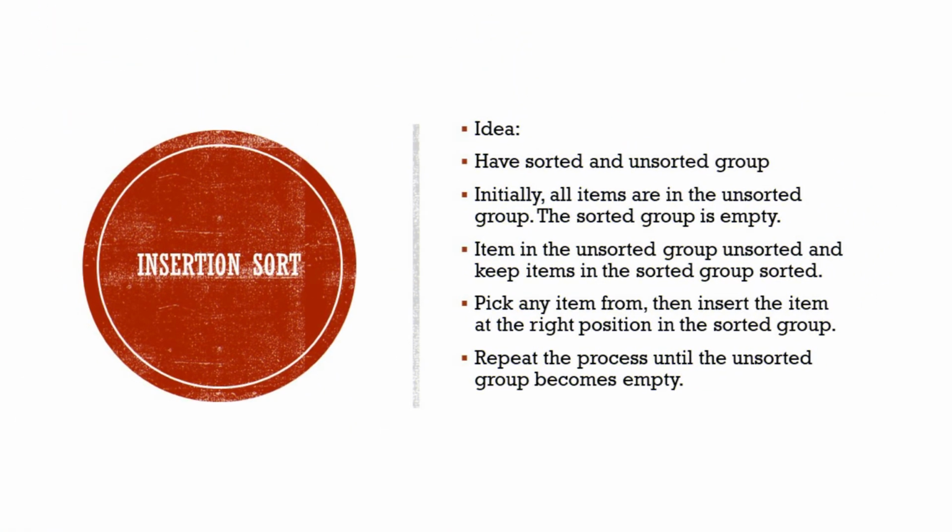Okay, we go to the next type of algorithm, which is the insertion sort. The idea is that it has a sorted and an unsorted group. Initially all items are in the unsorted group and the sorted group is empty. We keep the items in the unsorted group unsorted and keep items in the sorted group sorted. So pick any item from the unsorted group, then insert the item at the right position in the sorted group. Repeat the process until the unsorted group becomes empty.